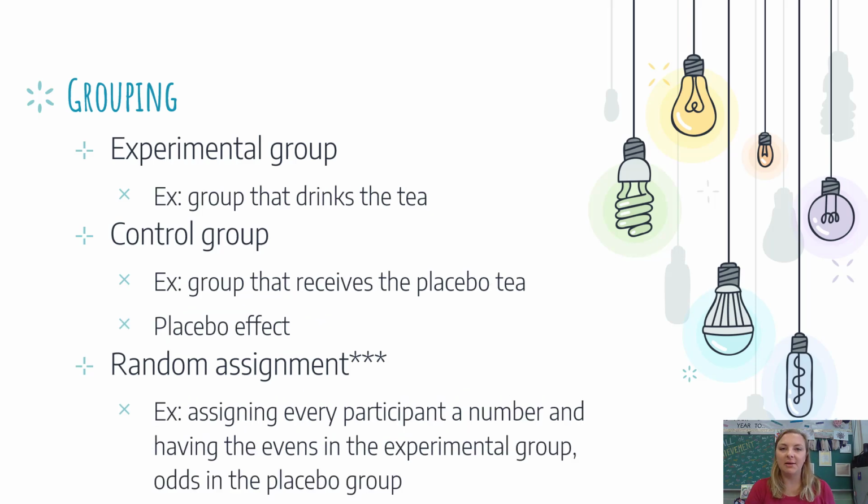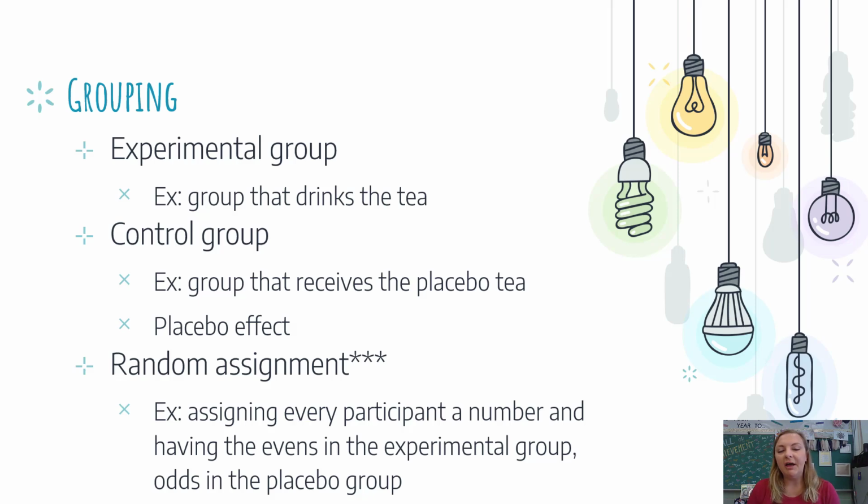So let's go to our example that we've been using for the herbal tea. Our experimental group in our example of the effects of herbal tea is the group that drinks the herbal tea. The control group is going to be the group that receives the placebo tea. A placebo is a substance that is given to a control group that has no therapeutic effect. We would give them a separate tea or a tea that has no effects.